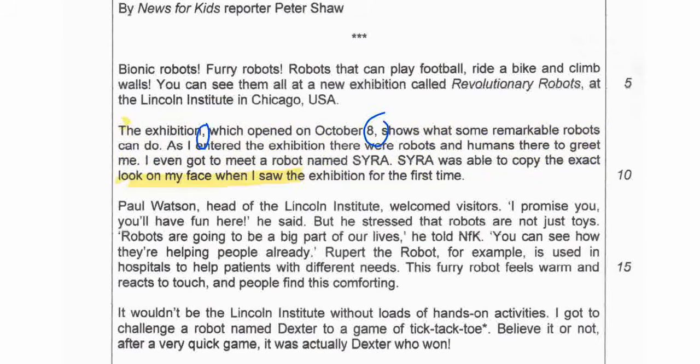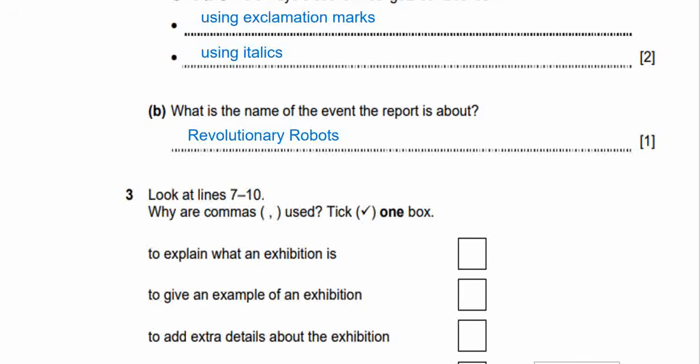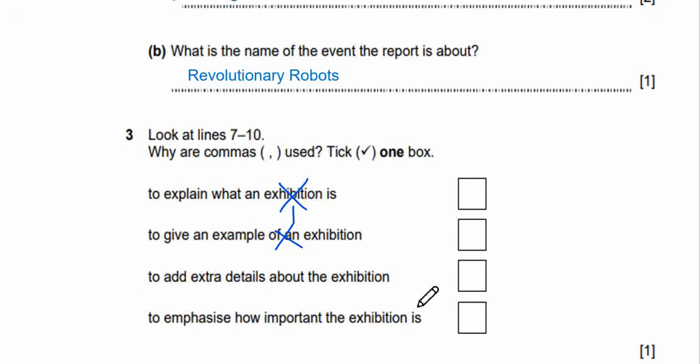So the commas in here are 2. So we eliminate the answers. To explain what an exhibition is, not. To give an example of an exhibition, it's also not. To add extra details about the exhibition, yes. To emphasize how important the exhibition is. This is the only answer because it's one box. Right, so let's move on to question 4. So this is our answer.